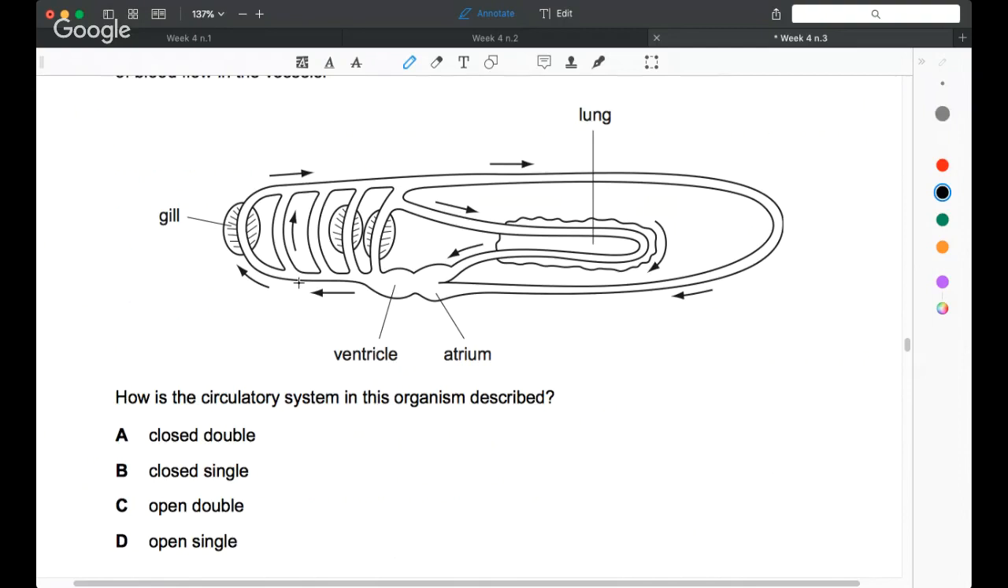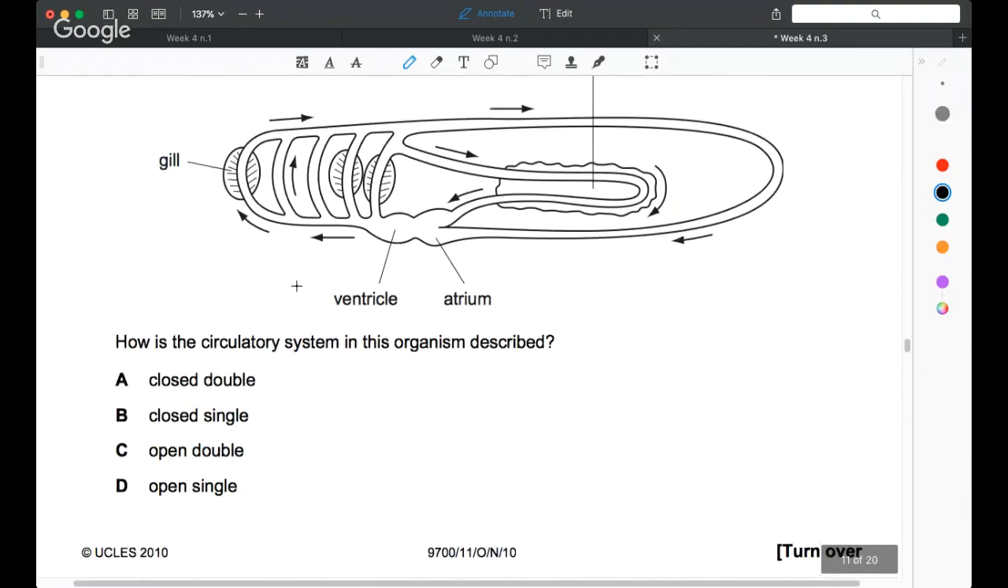I said closed. And why do you say closed? Because it occurs in vessels. Yes. It occurs in vessels. Double or single? Single. Why? Because it passes through once. Passes through the heart once. Yeah, good. So we have essentially one ventricle. And to have a double circulation, you'd need two ventricles to be pumping the blood to two places. Does that make sense? Yeah.